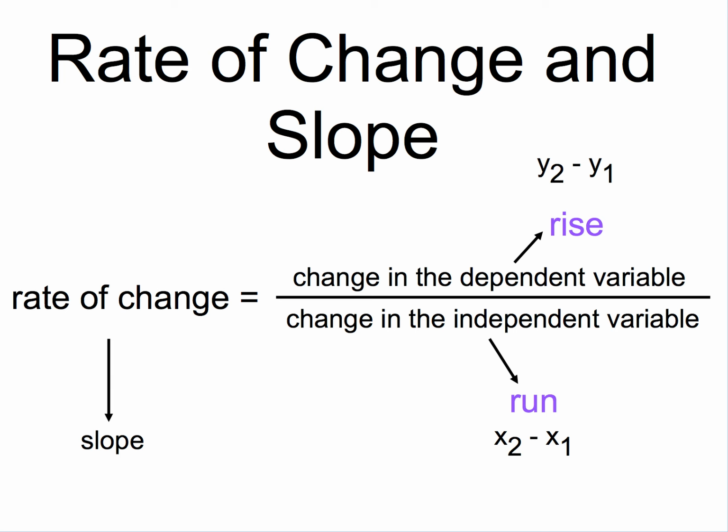Another name that we can use to describe this is, you might have heard this before, rise over run. So the rise is the change in the y value, and again, you'll see this in a minute, just write it down for now. And the run is the change in the x value.